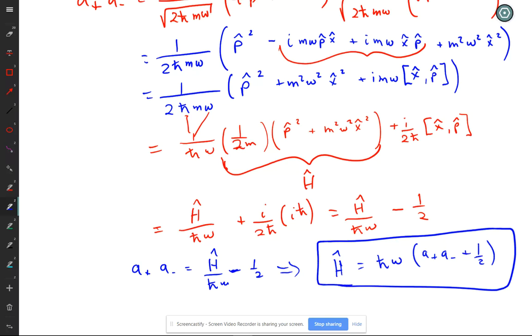How were you able to get rid of the m omega that was in that last term, the i m omega x p commutator? That was by dividing. I had i m omega here divided by 2 h bar m omega. So I canceled one of the m's, one of the omegas. I was left with i on top and 2 h bar on bottom.